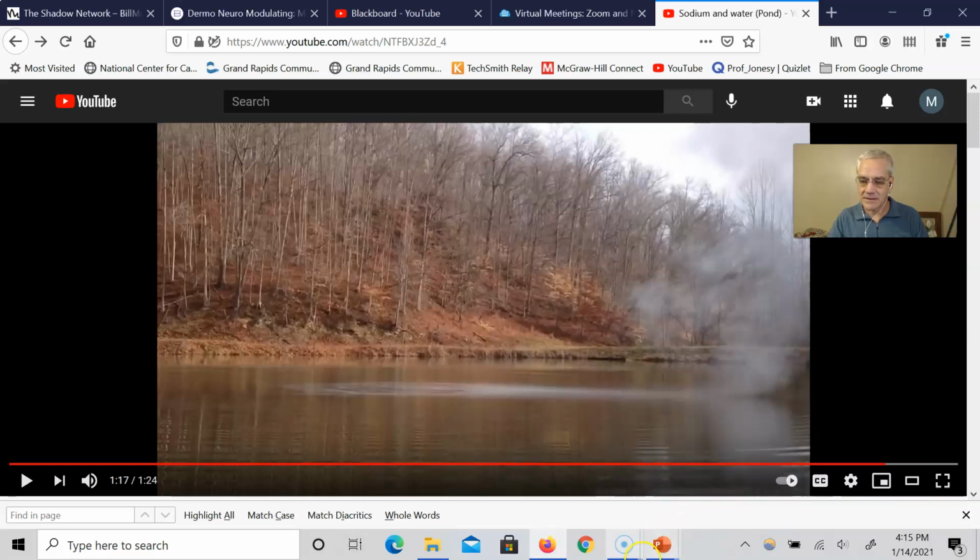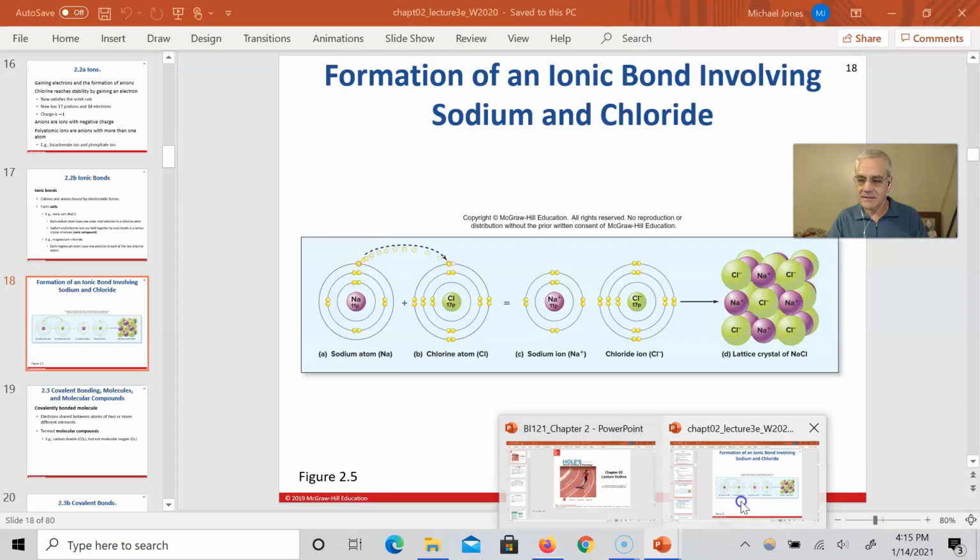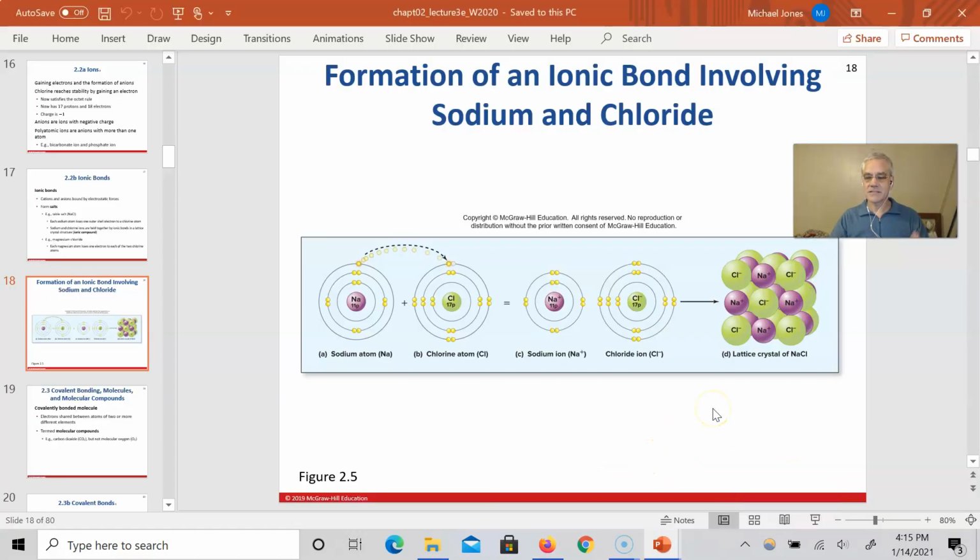All right, we got to get back to it now. There we go. Right, so that's what happens. Sodium is losing that electron so aggressively, it's explosive. Now, table salt is not explosive. You could go ahead and do that with table salt, and it will just simply dissolve in the water.